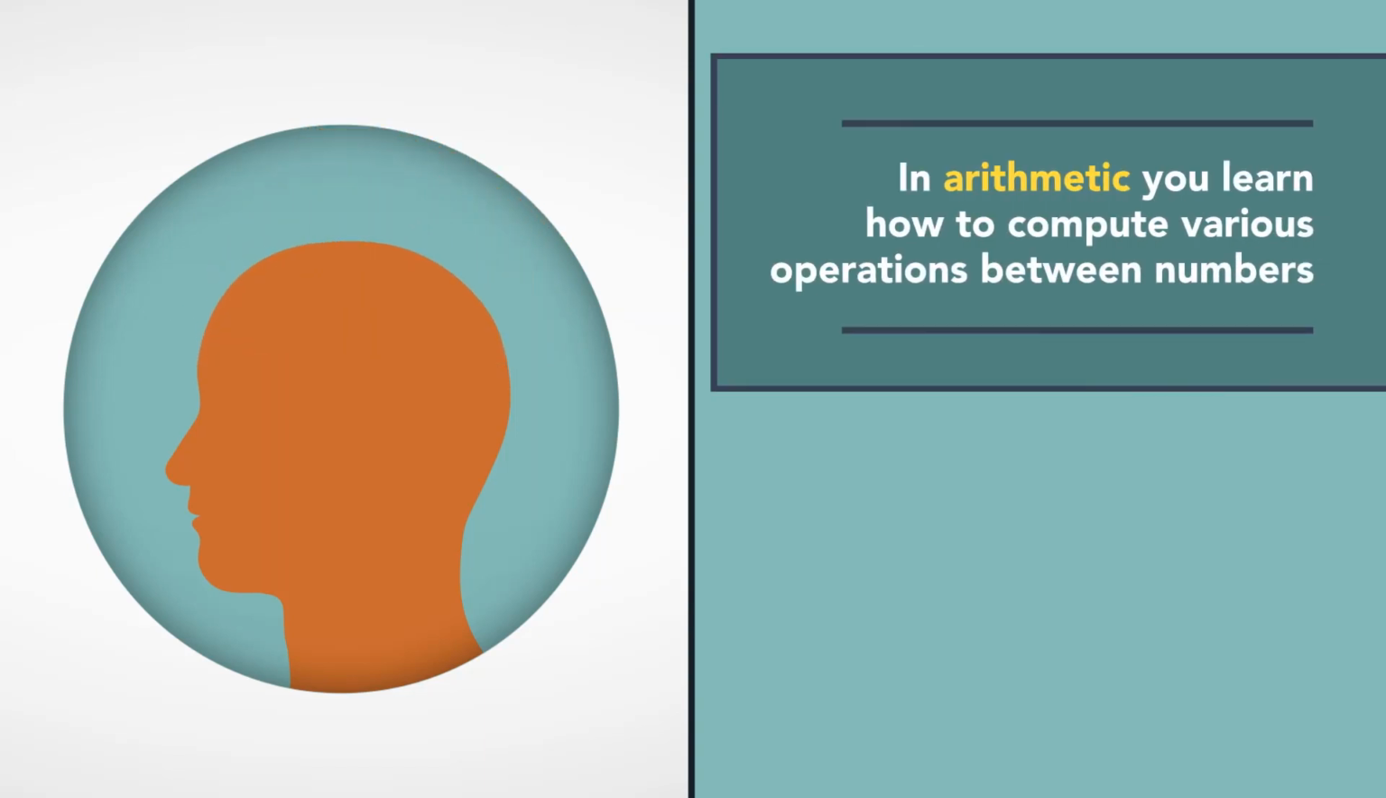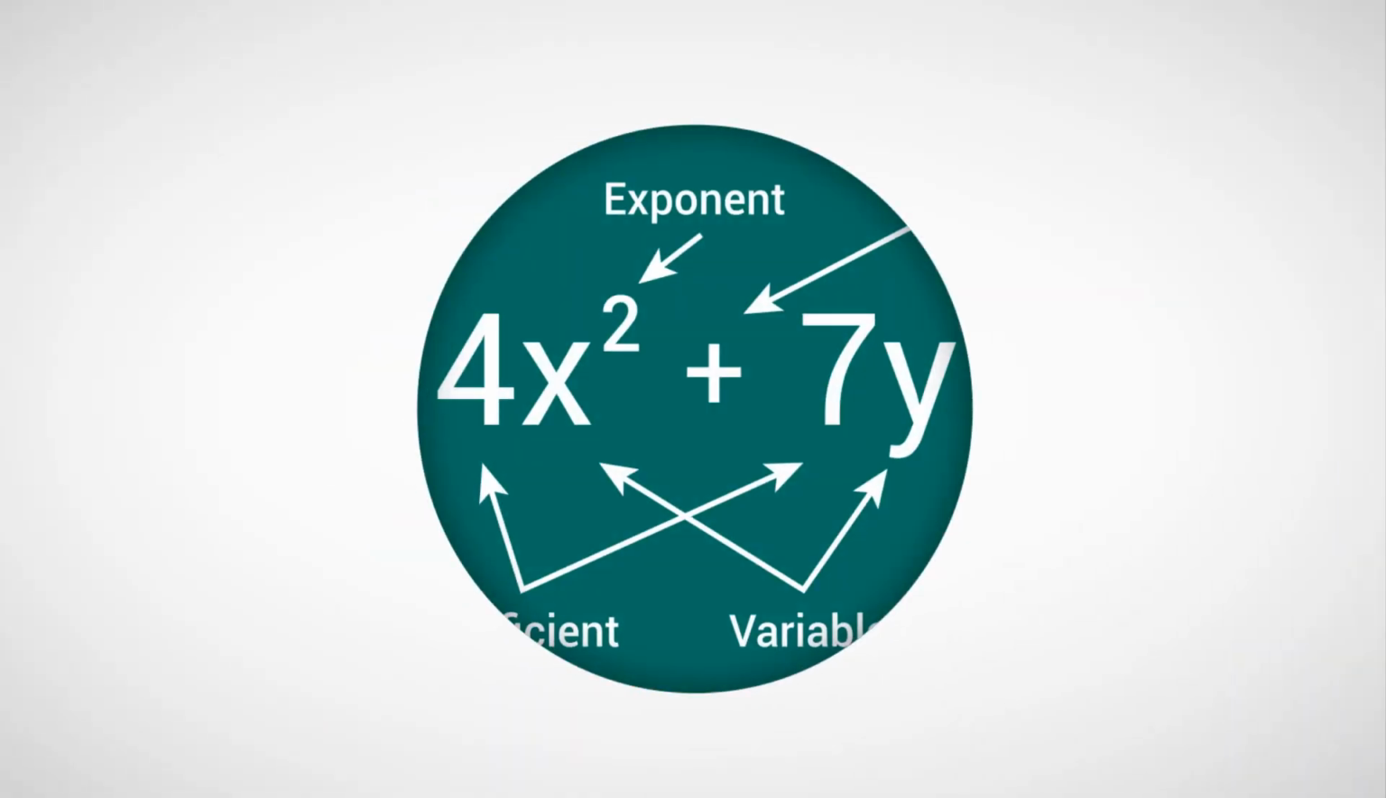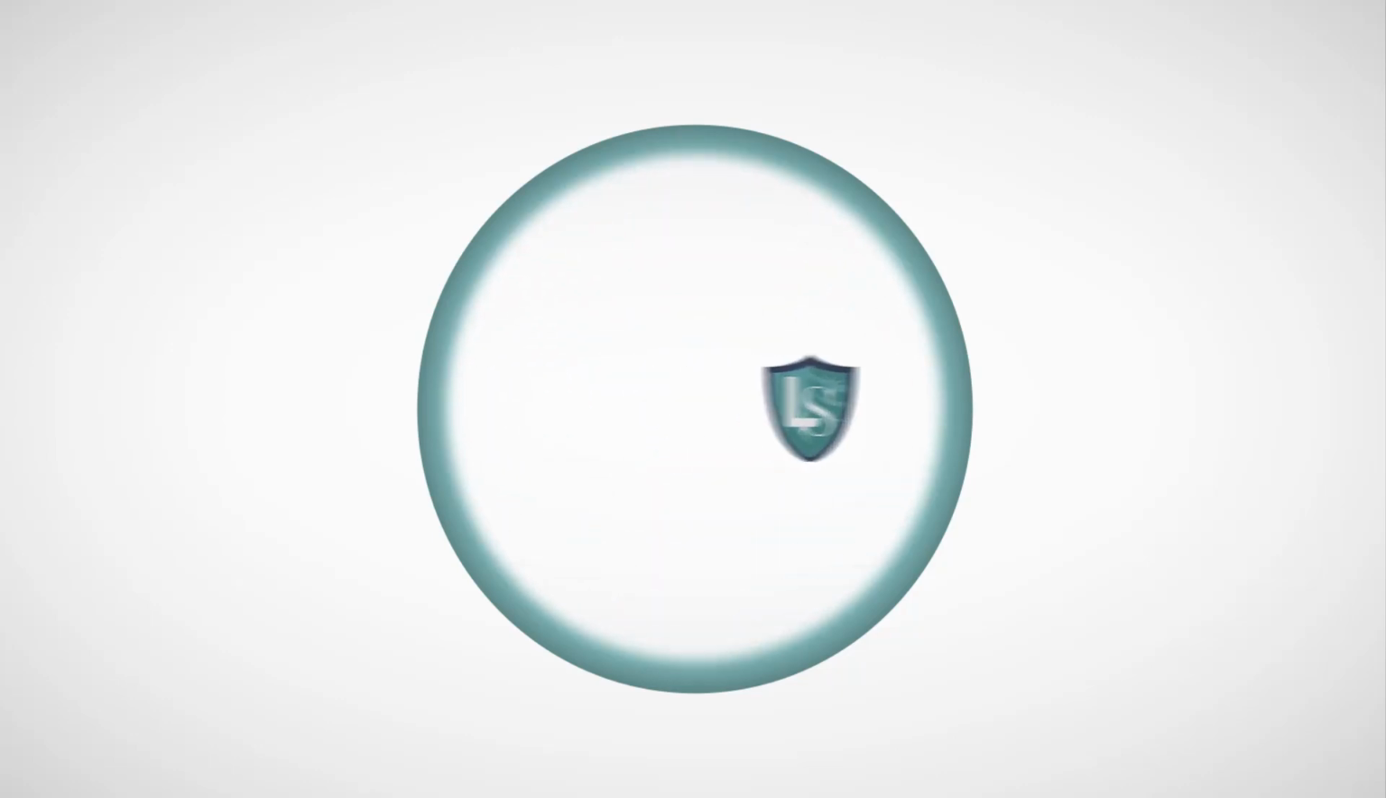In arithmetic, you learn how to compute various operations between numbers. In algebra, we extend these to algebraic expressions. We learn how to combine algebraic expressions by adding them, multiplying them, and so forth. We already saw one example of this, 2x plus 3x equals 5x. So the algebraic expression 2x plus 3x, we can combine the 2x and the 3x to simply get 5x. These sorts of algebraic expressions are simple, but we're also going to look at much more advanced ones. And in the next session, we're going to see how to deal with them.